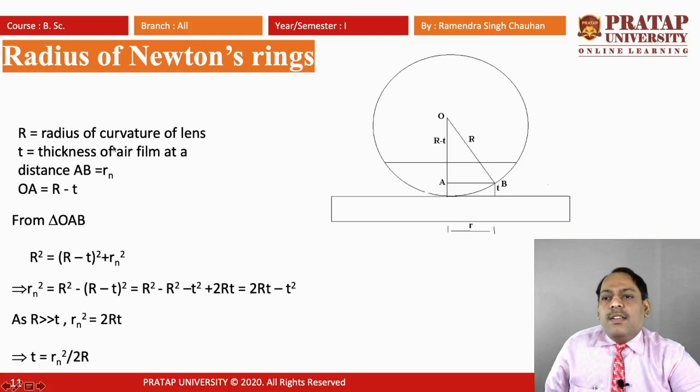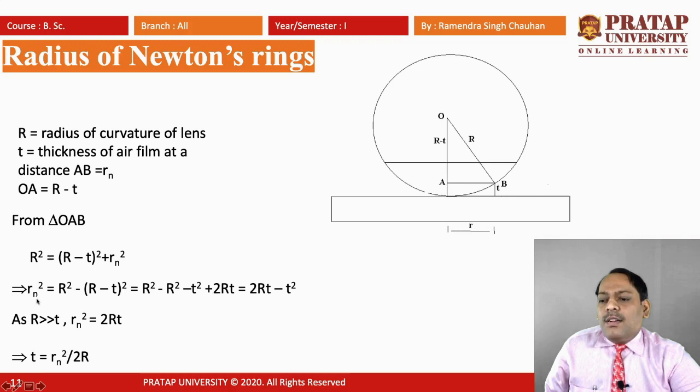So here R is the radius of curvature of the lens, T is the thickness of the air film at a distance, AB is equal to Rn, and OA is equal to R minus T in this diagram. More generally, instead of Tn we are using T. From triangle OAB, by the Pythagoras theorem, R square, that is OB square, is equal to OA square plus AB square. That is, R square is equal to (R minus T) square plus Rn square, where Rn is the length of AB.